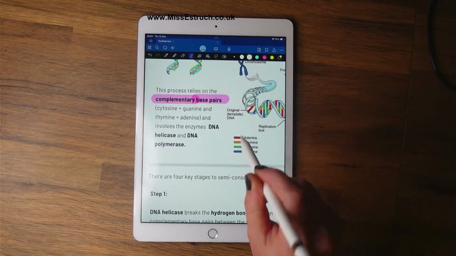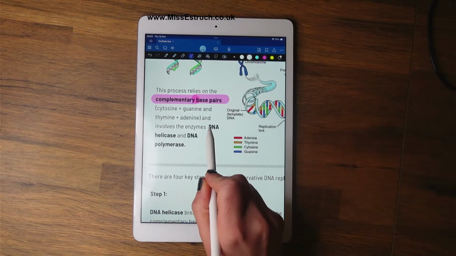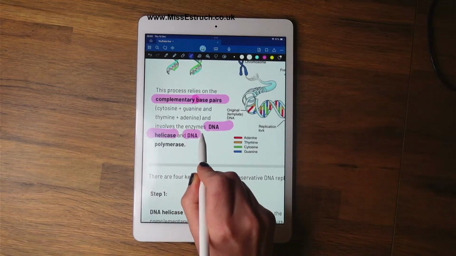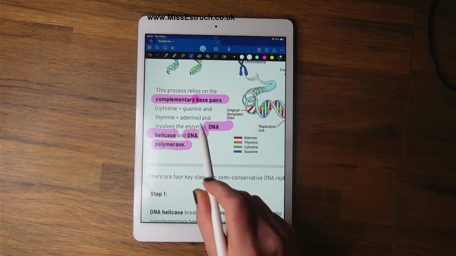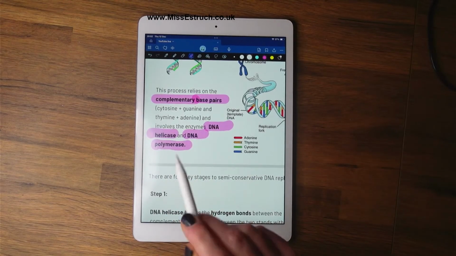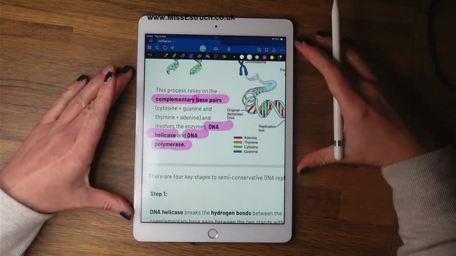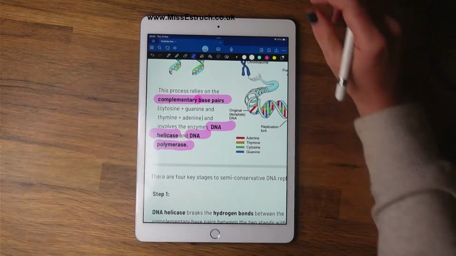The final thing that you need to know is the role of these 2 enzymes, DNA helicase and DNA polymerase. There is a big focus on the role of those 2 enzymes. So it's really important that you do know the role of those 2 enzymes.